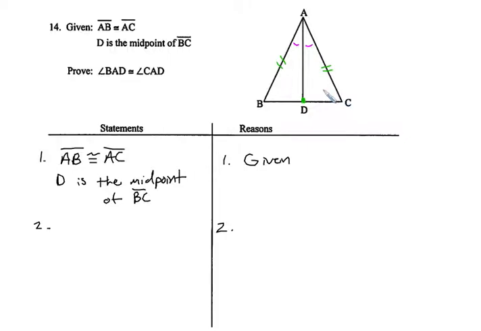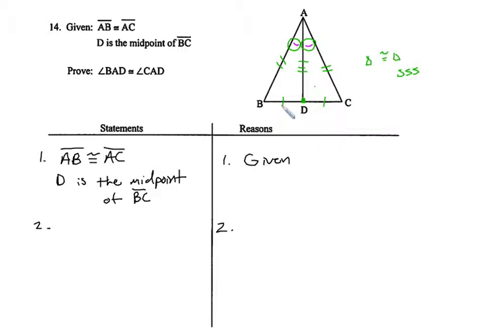Well, I'm looking at my given information. I know that if D is the midpoint, then BD and DC are the same. And then I recognize that AD is reflexive to itself in both of these triangles on the left and right, triangle ABD and ACD. So I know that these two triangles are congruent by side, side, side. And if those two triangles are congruent by side, side, side, then I should be able to mark these two angles are the same, because if the two triangles are the same, then all of their parts are going to match up. So now I need to write down in my proof everything that I just marked and figured out.